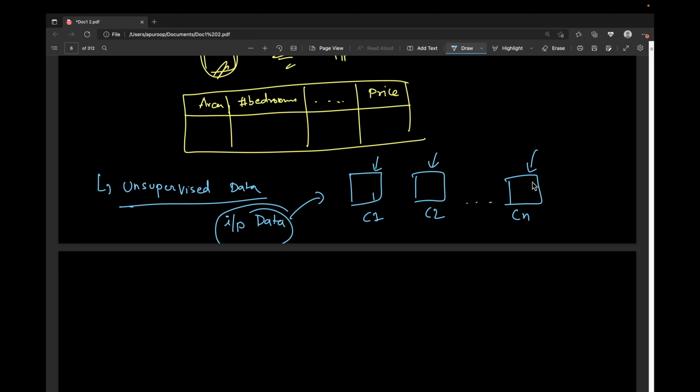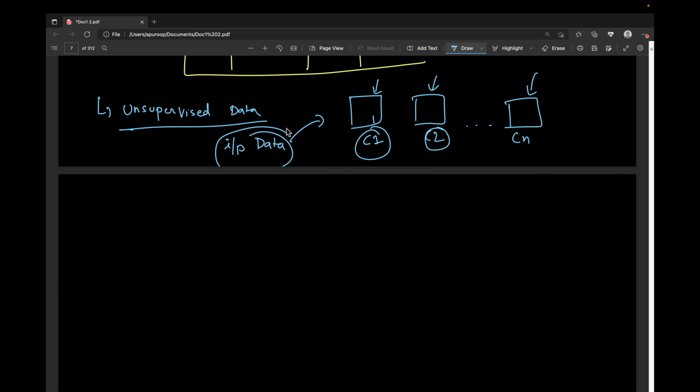In the input data, we'll observe some patterns, and all the points that are very similar, we'll cluster them into C1. Points that are very similar to each other, we'll cluster into C2. Like that, we can make as many clusters as possible. Here we are taking n as an example, so there are n clusters. Here we are not having any kind of output data. We are just clustering our input. Such kind of algorithms come under unsupervised learning algorithms.